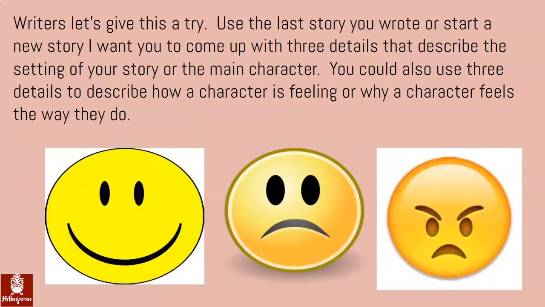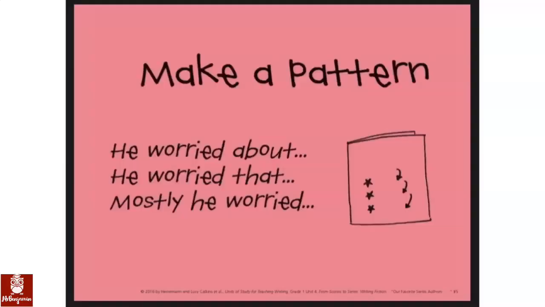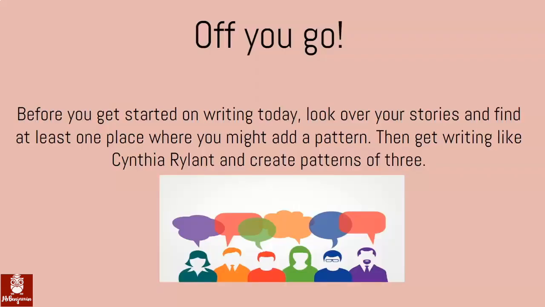Writers, let's give this a try. Use the last story you wrote or start a new story. I want you to come up with three details that describe the setting of your story or the main character. You could also use three details to describe how a character is feeling or why a character feels the way they do. Make a pattern. He worried about, he worried that, mostly he worried.